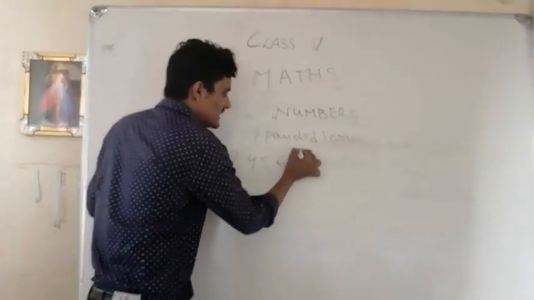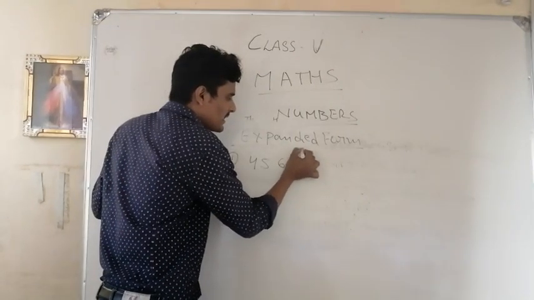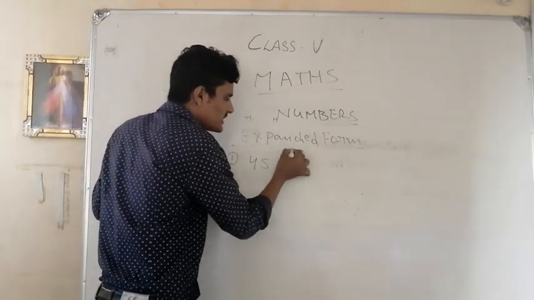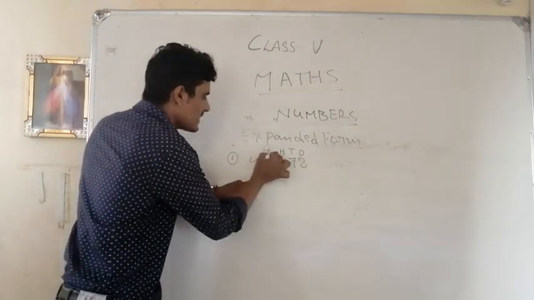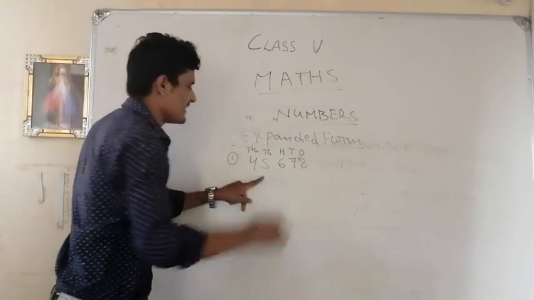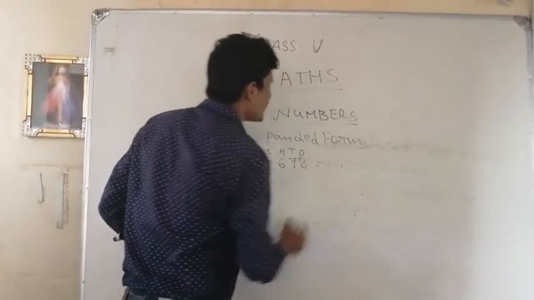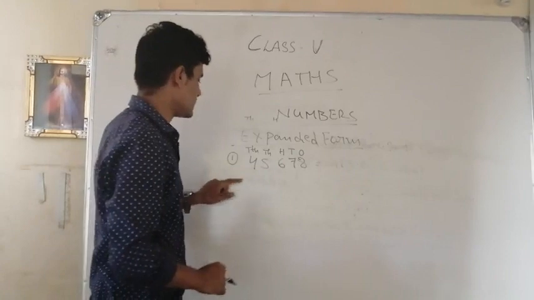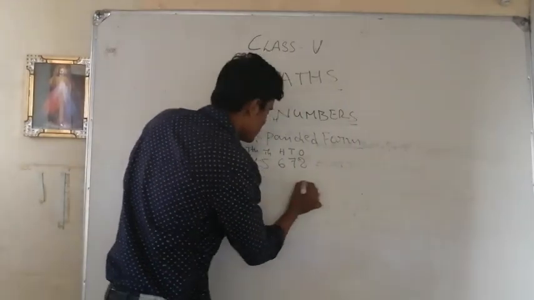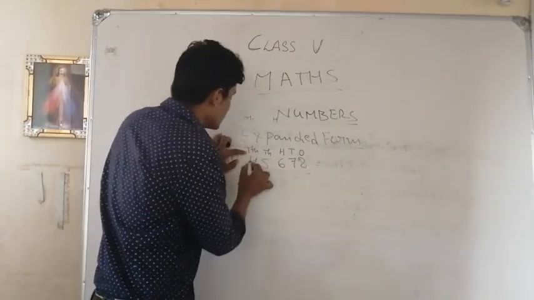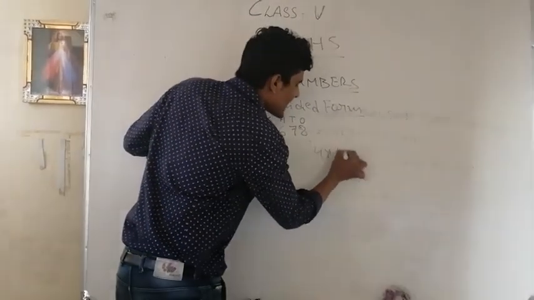Look at it. The same pattern we wrote in the previous class. What is the place value here? Ones place. Tens, hundreds, thousands, and 10,000. I have already told you, TTH means 10,000. So how do we write it in expanded form? What is the place value of 4 here? 10,000, right? So we can write here, 4 in 10,000, right? So 4 into 10,000.